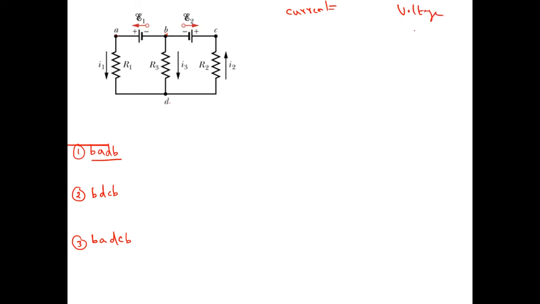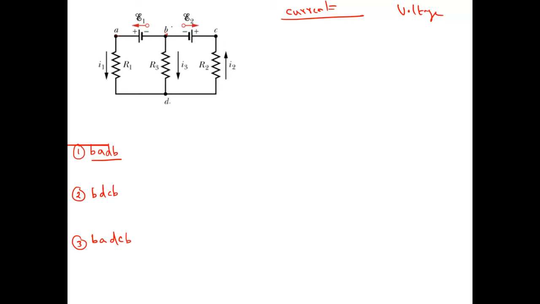Am I right? Okay, my dear, if you want to apply the current rule, it will be only applicable for the multi-loop circuit. Now you can see, first we finish the current rule. What is the current rule? The algebraic sum of the currents entering the junction is equal to the algebraic sum of the currents leaving the junction.